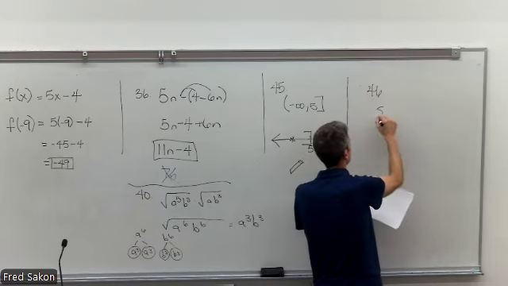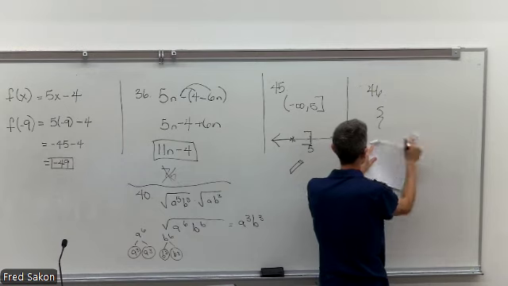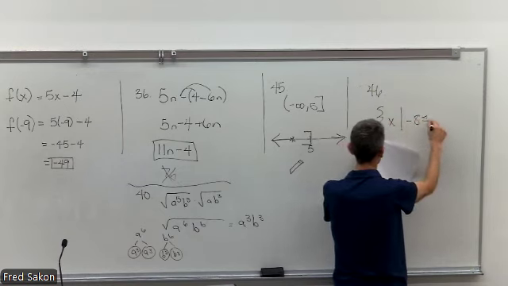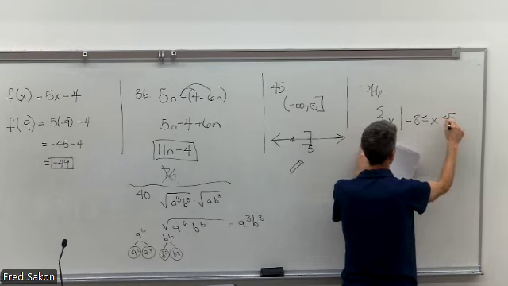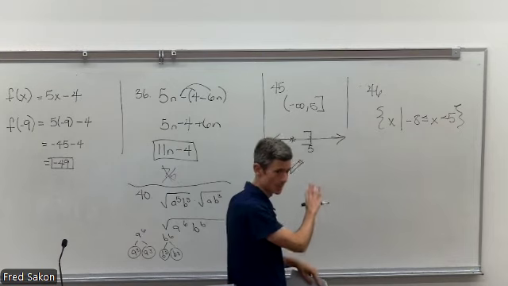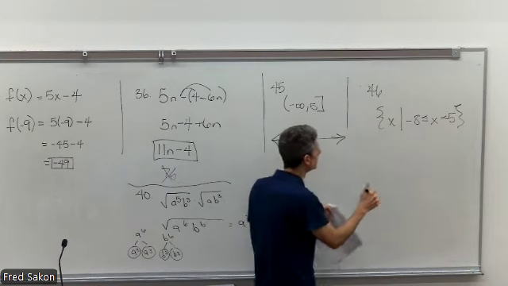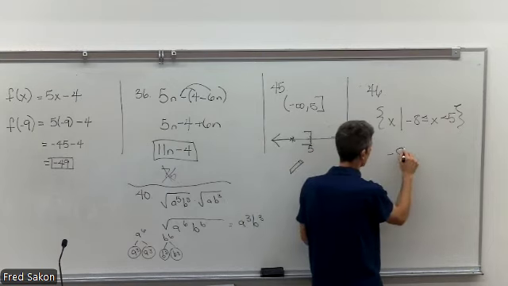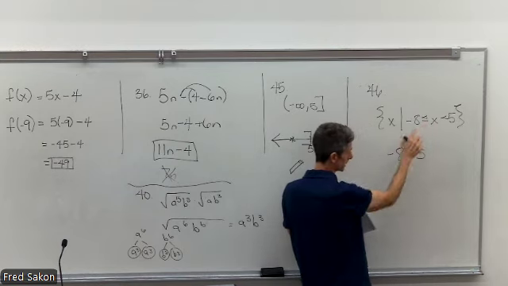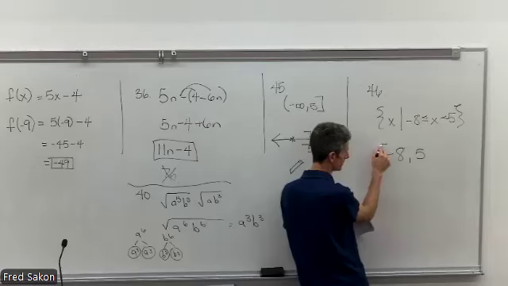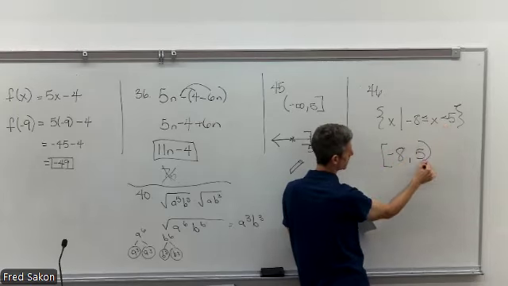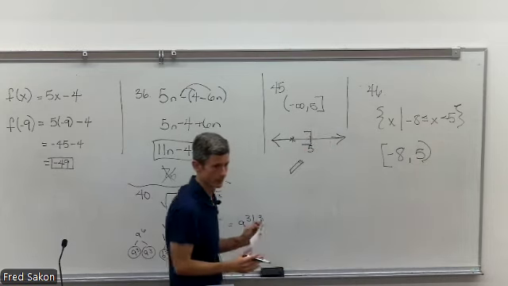Number 46 has that double-sided number interval. We looked at one like this earlier. Notice this one has two different symbols. One has the equal sign, the other one doesn't. So from negative 8 to 5, this one has the equal sign, so I use a bracket. That one does not, so I use a parenthesis over there.